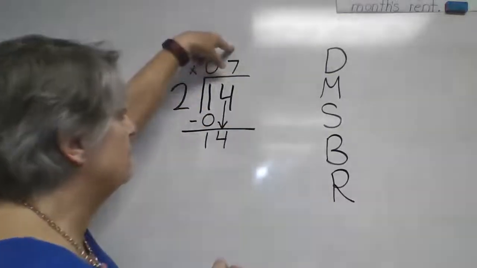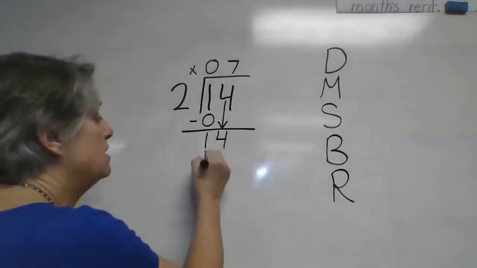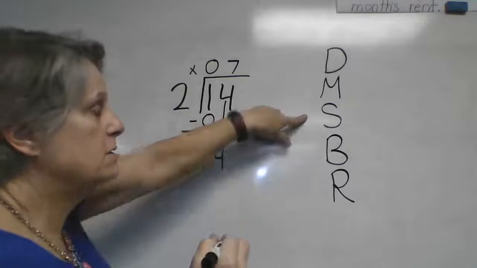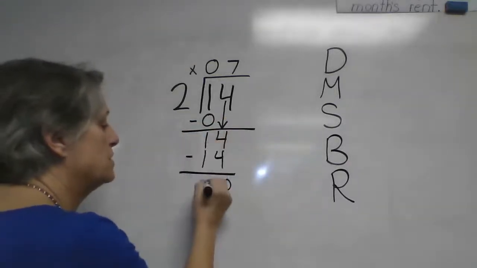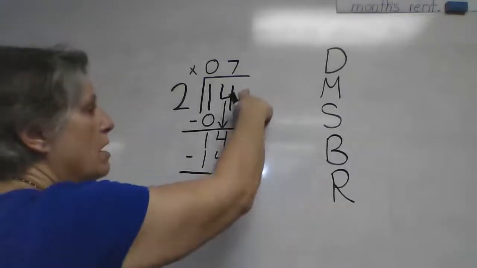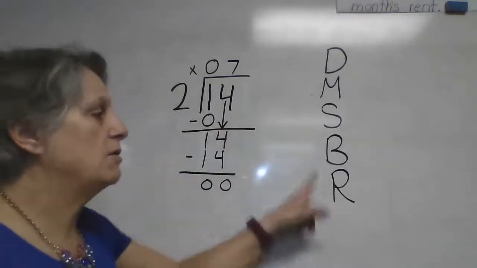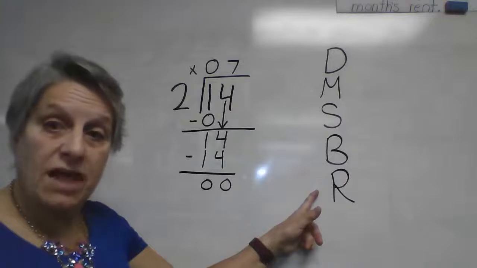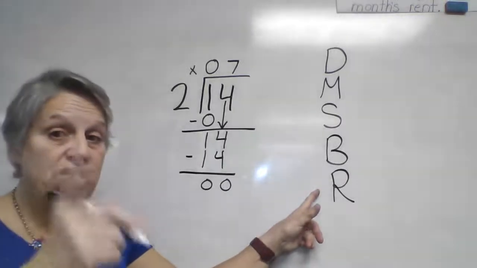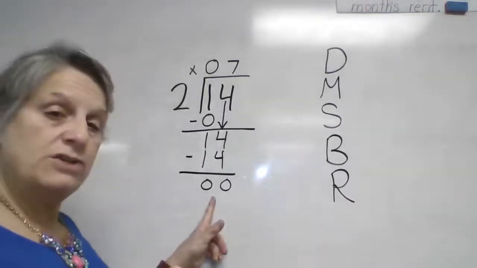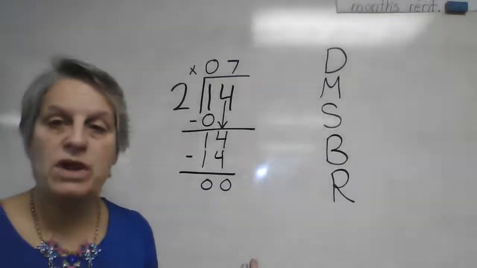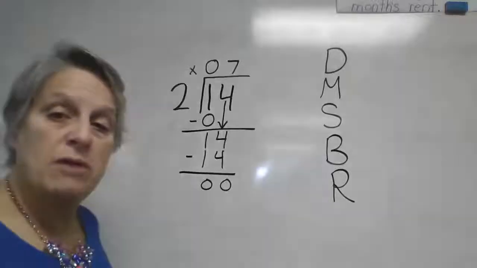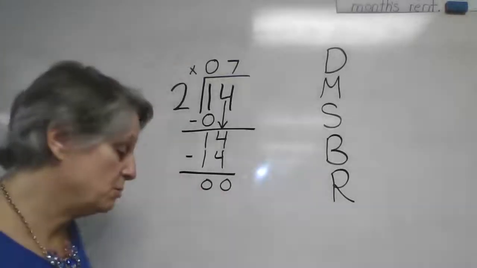So 2 times 7, that's 14. Subtract. 4 minus 4 is 0. 1 minus 1 is 0. Bring down. Oh, there's nothing left to bring down. So that means whatever we have left is our remainder. We check it. Our remainder, is it less than our divisor? It is. We know that we are done. Our answer for this problem is 7. Okay, that was a very simple one.